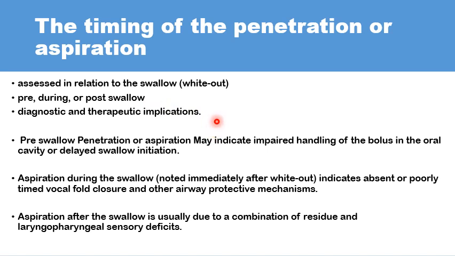It has diagnostic and therapeutic implications. The penetration before the swallow is usually due to mishandling of the bolus either in the oral cavity or delayed swallowing initiation. Aspiration during the swallow, noted immediately after the whiteouts, is usually due to poorly timed vocal fold adduction or impaired closure of the vocal folds and any defect in the laryngeal airway protective mechanisms, including sensory impairment. Aspiration after the swallow is usually due to a combination of a pharyngeal residue and laryngeal sensory deficit.